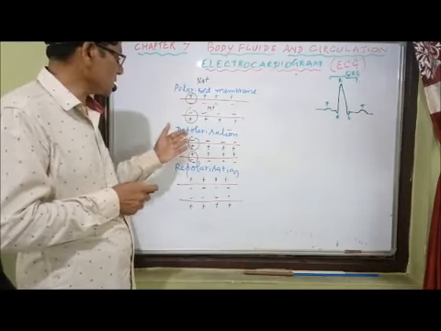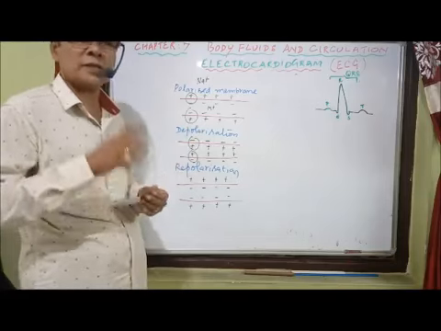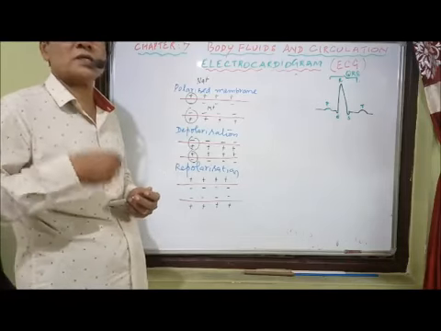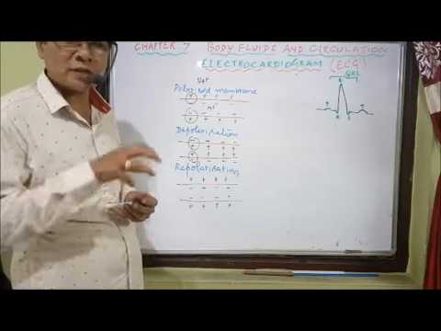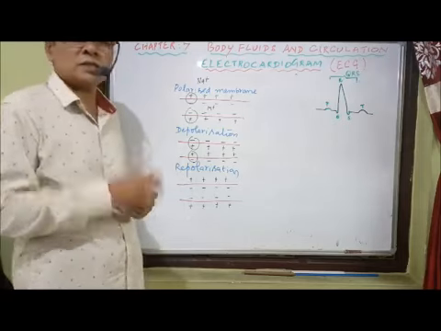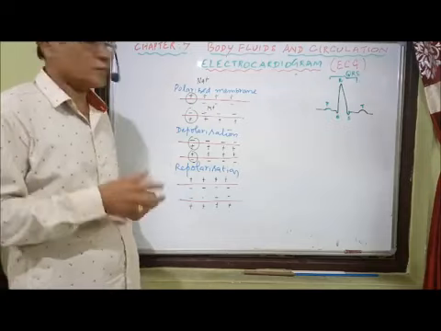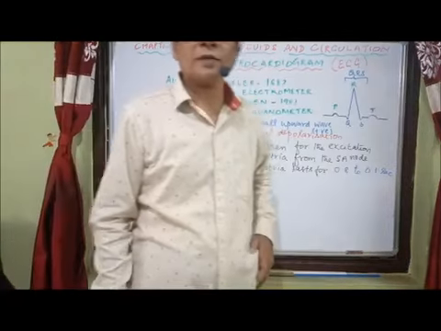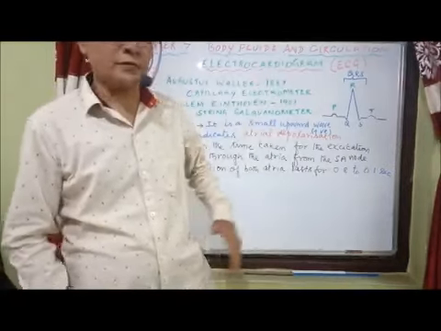So once depolarization occurs, we have the generation of electrical impulses. The generation of electrical impulses by depolarization is known as the action potential. Okay, we'll discuss it further. Now let us see what the P wave is.